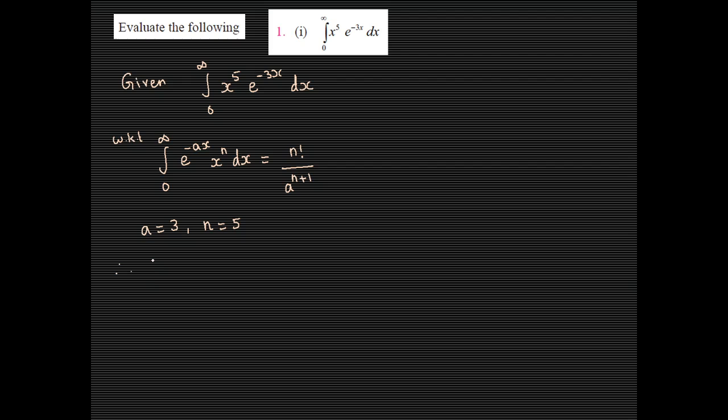So therefore integral 0 to infinity x power 5 e power minus 3x, by using this formula, you will be having 5 factorial divided by a is 3, so 3 power 5 plus 1. Okay, so it is equal to 5 factorial divided by 3 power 6. So this is the answer for the first subdivision of the first problem. And now we are going to do the second subdivision.